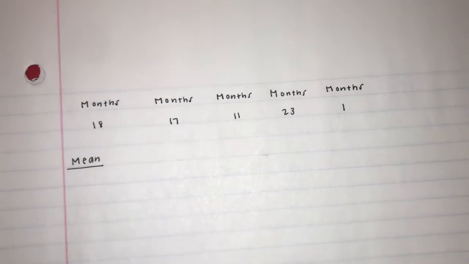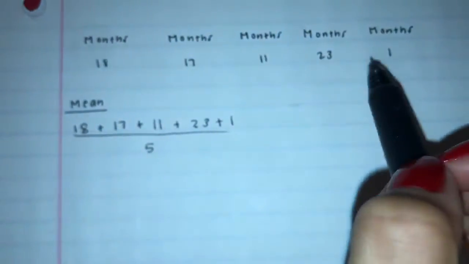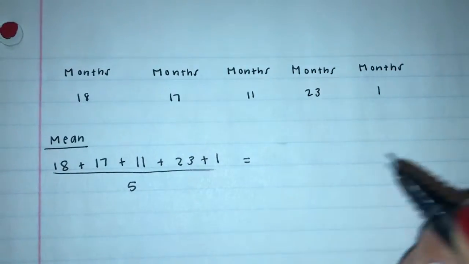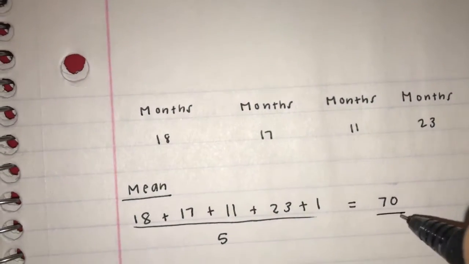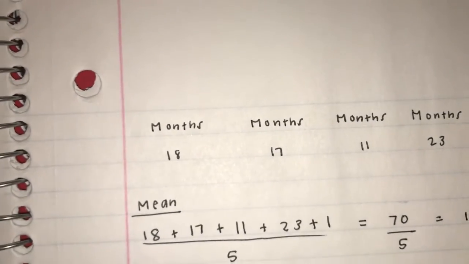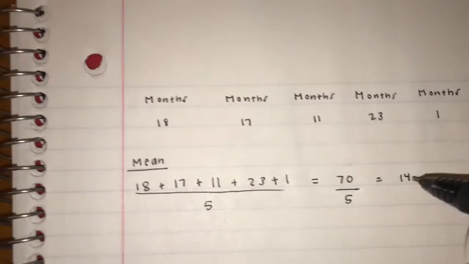So to do that, we're going to add each of these numbers. So we're going to do 18 plus 17 plus 11 plus 23 plus 1. And we're going to divide that by 5 because we have 1, 2, 3, 4, 5 numbers. So 18 plus 17 plus 11 plus 23 plus 1 is 70. And 70 divided by 5 is 14. So the mean of this data is 14.